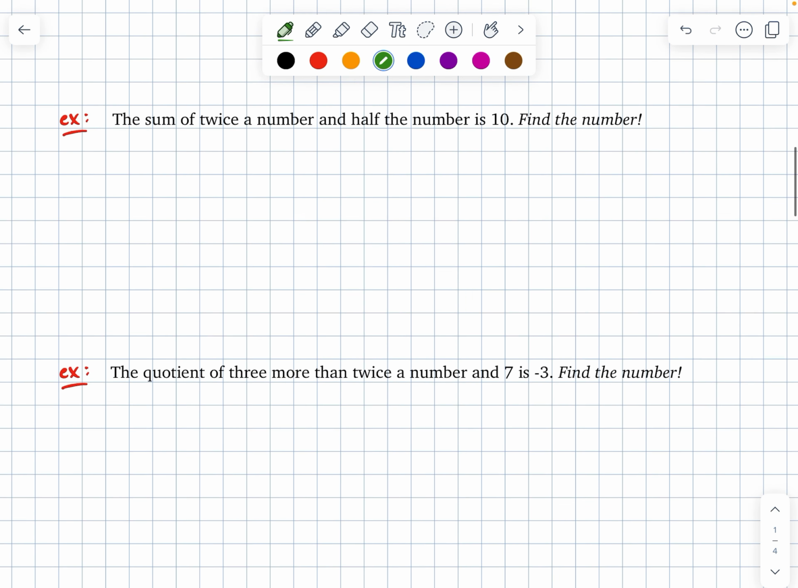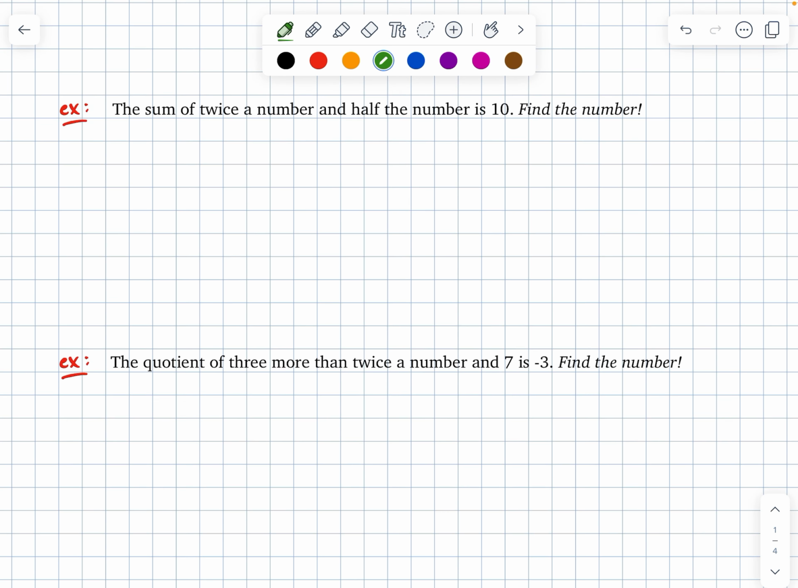Cool. Let's do 2 more, just to make sure that this idea has really set in. You've got 2 in front of you. Let's read through them real quick. See what translations you can do, what words will immediately give you some symbols, and then see if you've got some equations, if you can solve them. Go ahead, and we'll be back.